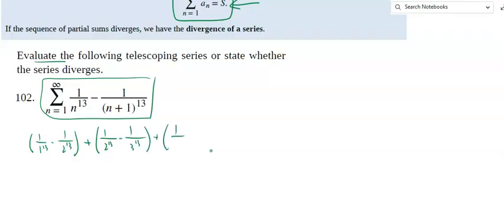Let n equal 3. Right? n equal 1, 1 plus 1 is 2, 3. Maybe one more just because that's the first one. n equal 4.